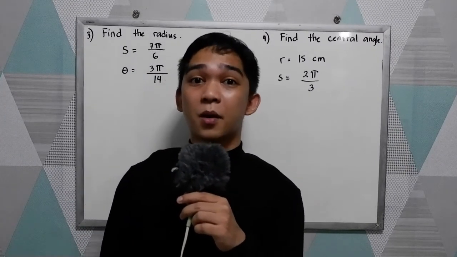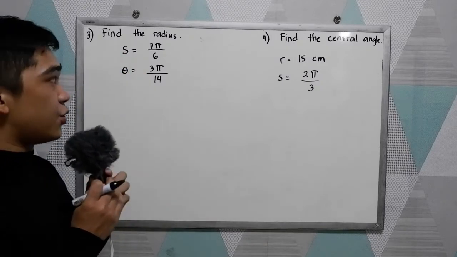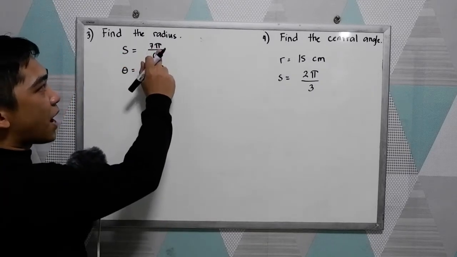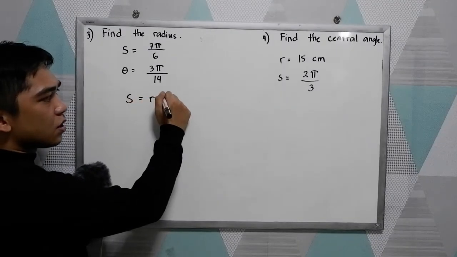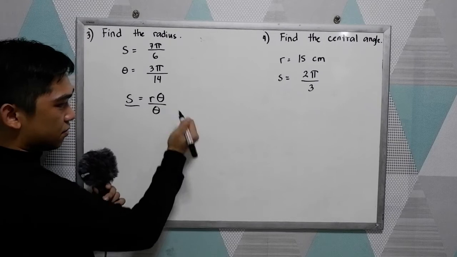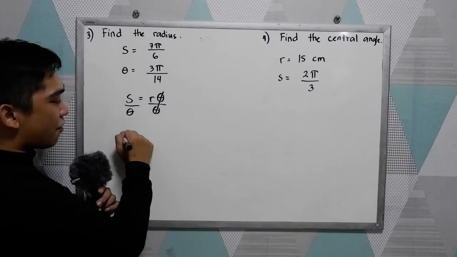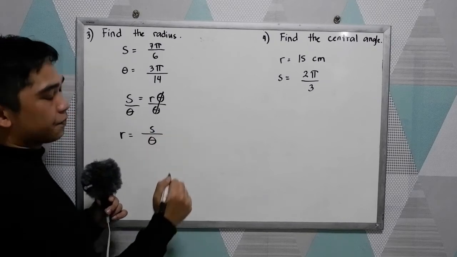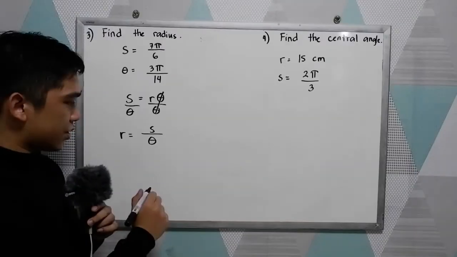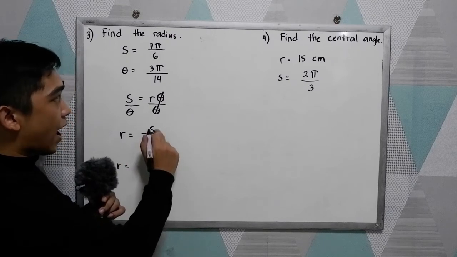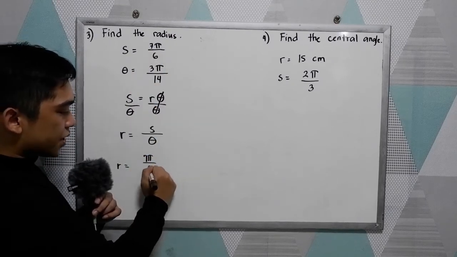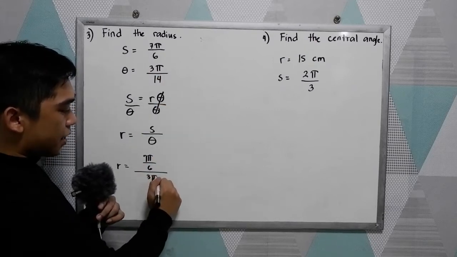Now let us proceed to our problem number 3. Find the radius, given the arc length 7 pi over 6 and the central angle 3 pi over 14. So our formula is arc length is equal to r times the central angle. We need to find the radius, so we need to divide by the central angle or theta. Now we have r is equal to s over theta. This will be the formula that we are going to use. After getting the formula, we are now ready to substitute. So r is equal to s, which is 7 pi over 6, all over 3 pi over 14.